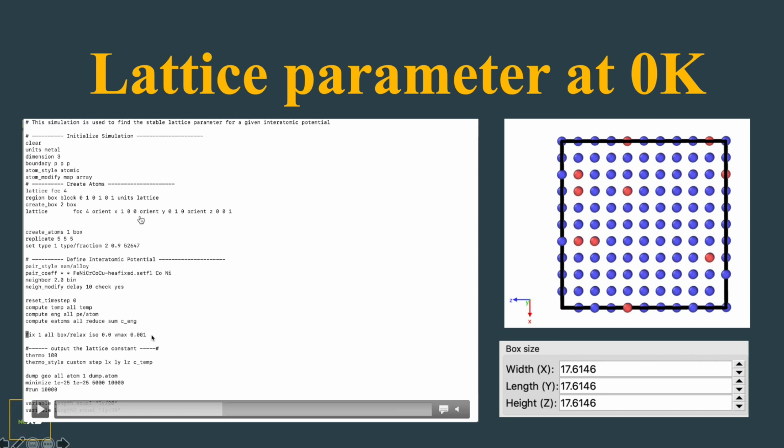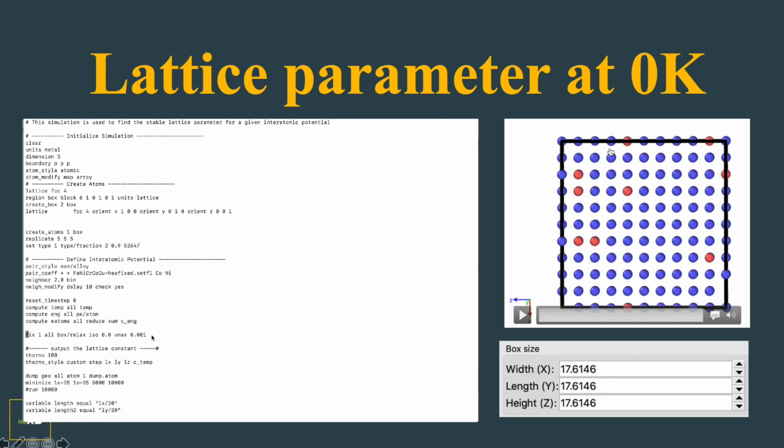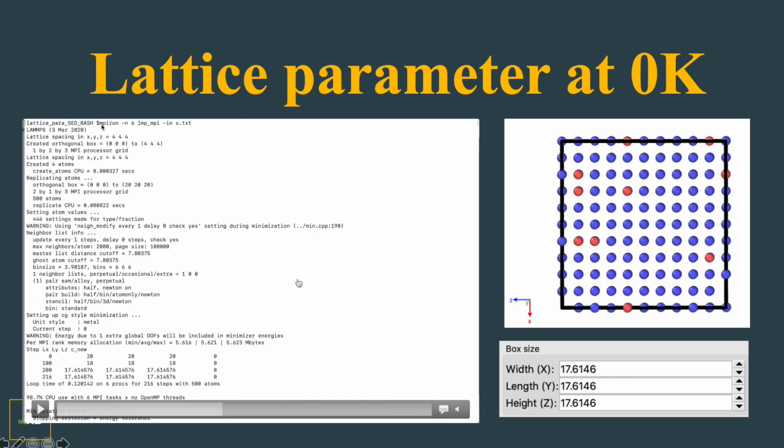And now I am using the set fraction command. I have set nickel to 0.9 fraction and cobalt to 0.1 fraction. You can see the red atoms are the cobalt and the blue atoms are the nickel. When I relax the system, you can see that the temperature which I am calculating here is actually 0. So the lattice parameter that you calculate with the minimization command is at 0 Kelvin.